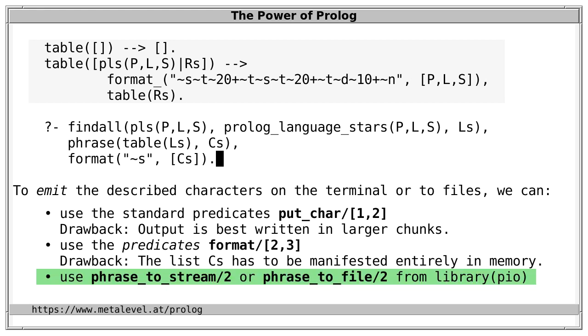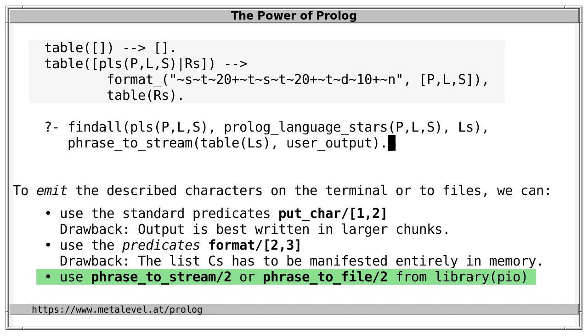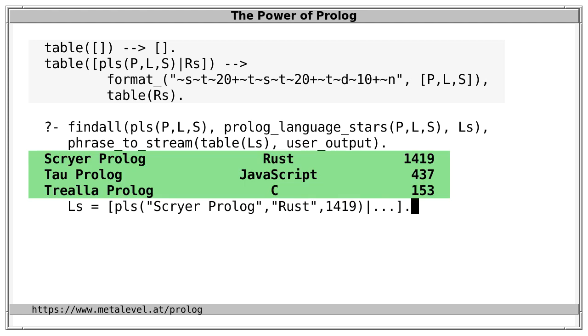And therefore, the best approach to actually emit the described characters is to use phrase_to_stream or phrase_to_file from library(pio). And in our example, this means that instead of phrase, which we use to manifest the list Cs of characters, we use phrase_to_stream. So we no longer describe a list Cs, but rather we specify in the second argument the stream to which we want to write the described characters. So in our case, we specify user_output to write to the system terminal. And in response, we get our table again.